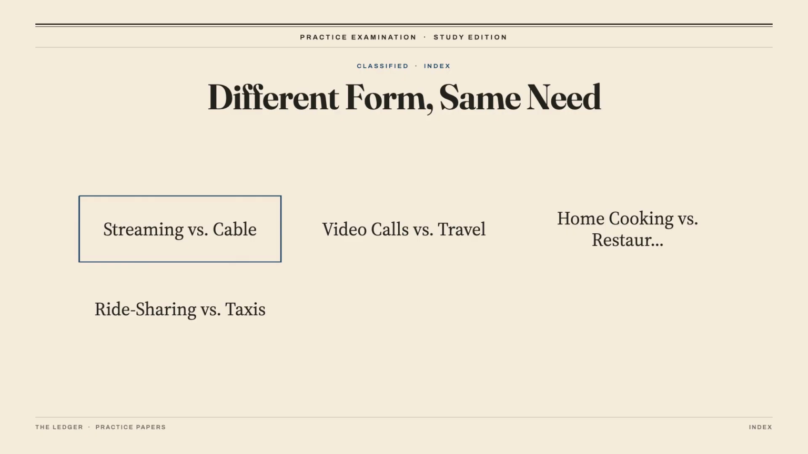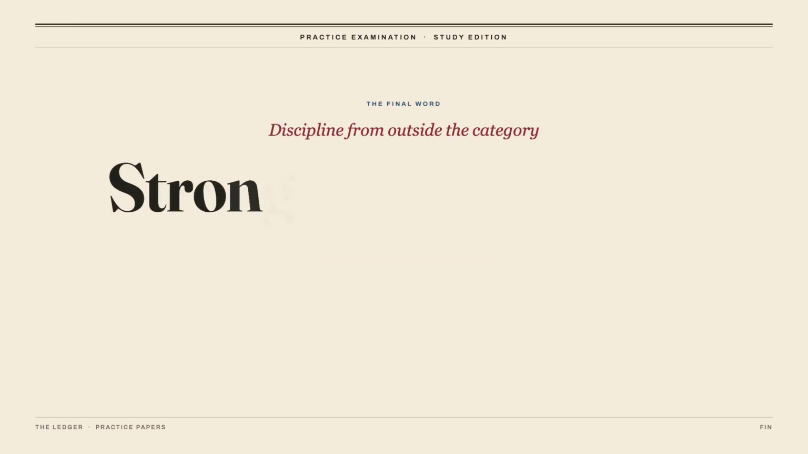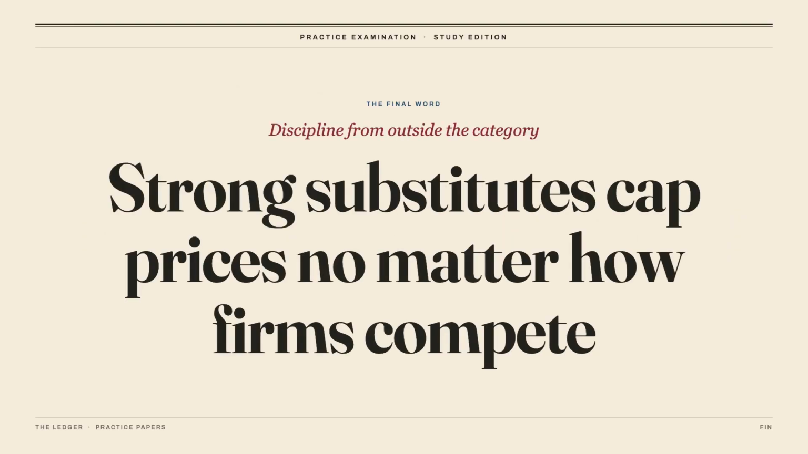Streaming video against cable television, video calls against business travel, home cooking against restaurants. Each pairs a different form against a shared need, which is substitution rather than entry. And it caps prices because customers exit the category entirely instead of just switching firms. This is why an industry can consolidate and reduce internal rivalry, yet still see its prices capped from outside. Recognizing a strong substitute early tells you the industry's pricing power is limited no matter what happens inside it.